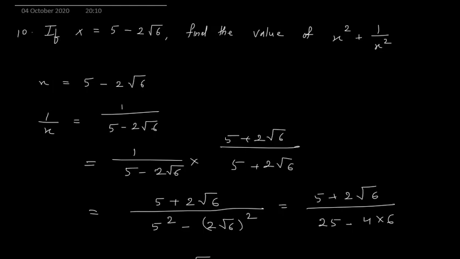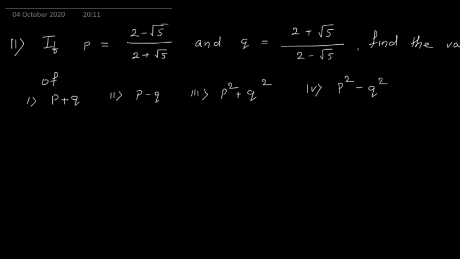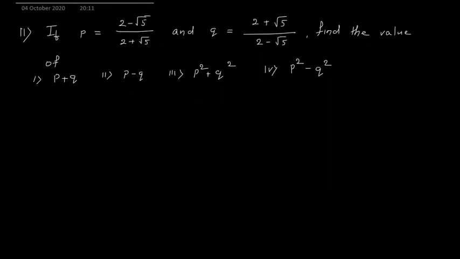So let us see the next problem. P is given, Q is given, we have to find the value of P plus Q, P minus Q, P square plus Q square and P square minus Q square. Now I think this question you should try. What you have to do: as P and Q, if you see their denominator parts, they are rationalizing factors of each other, so you do the cross multiplication to get the value of P plus Q. You write P plus Q and then use the cross multiplication method to solve. Similarly for P minus Q you can do.